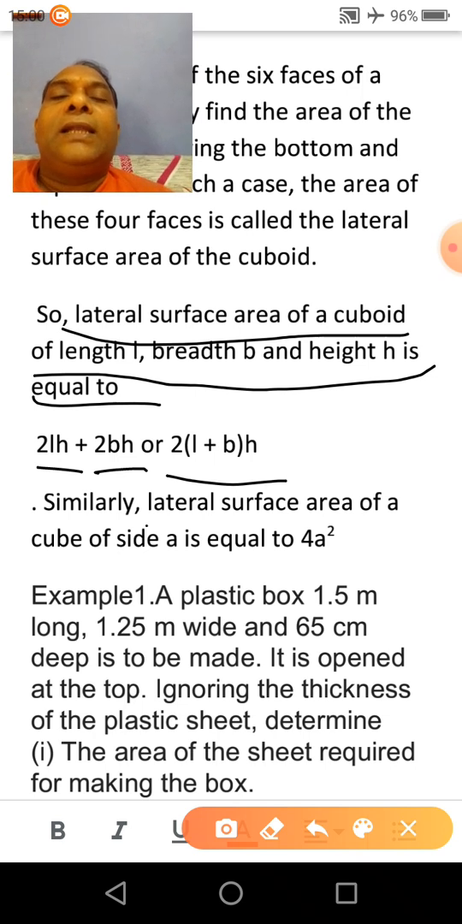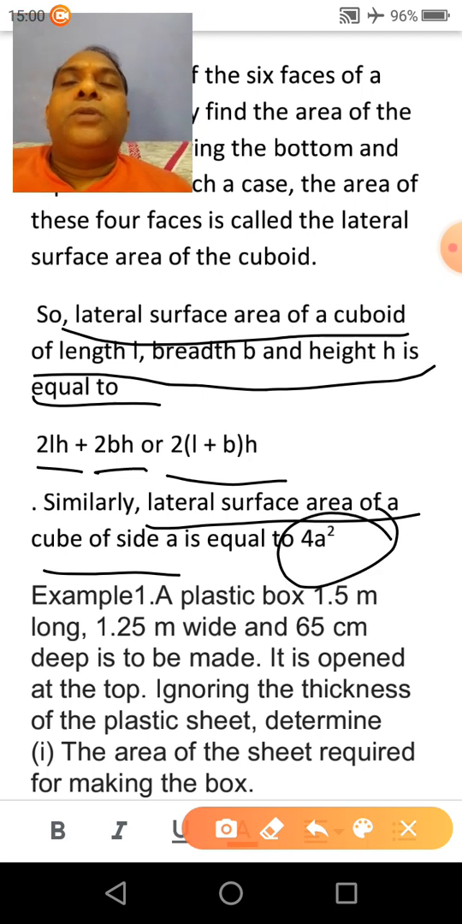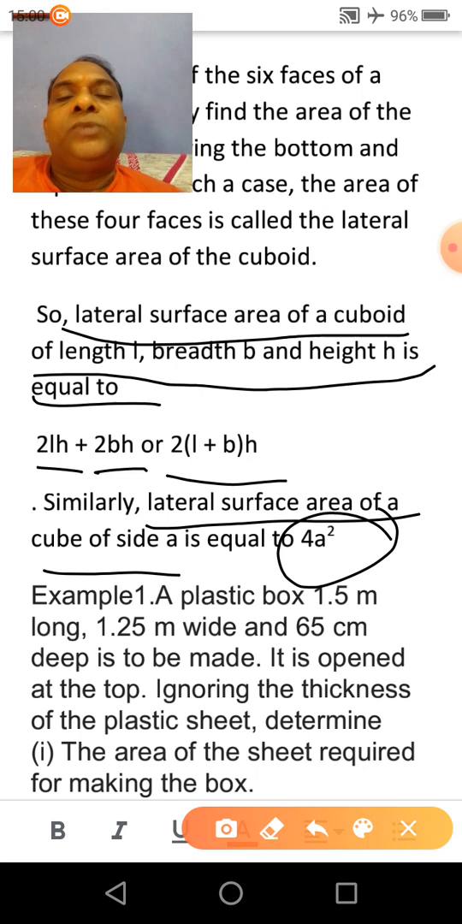Similarly, lateral surface area of cube will also be equal to 4 into A square. In case of cube also you have to leave area of top and bottom faces. Clear?